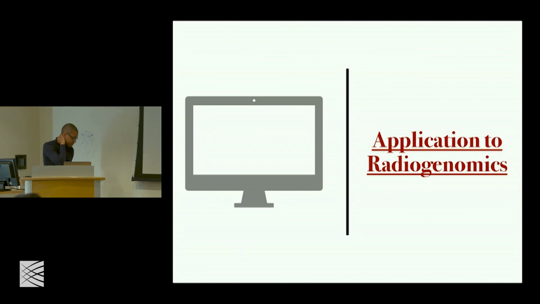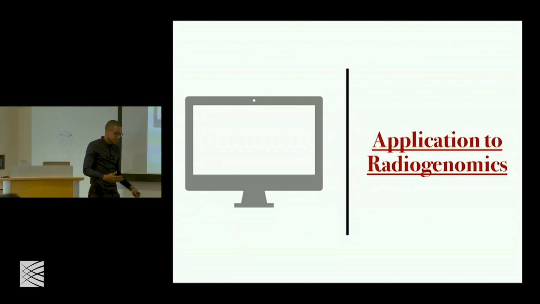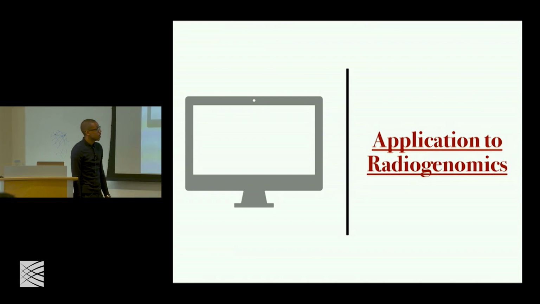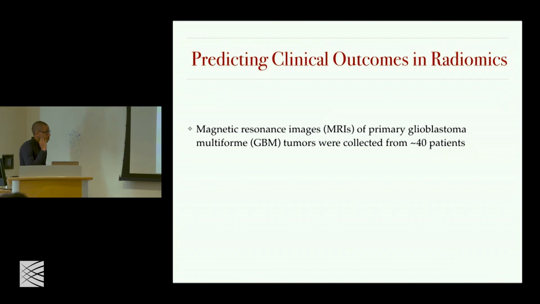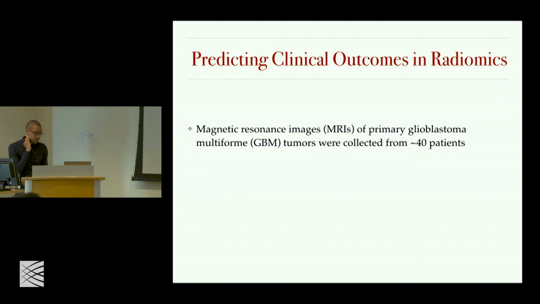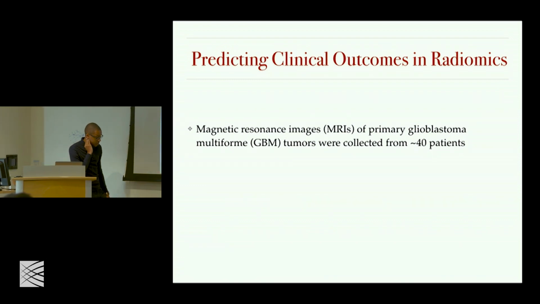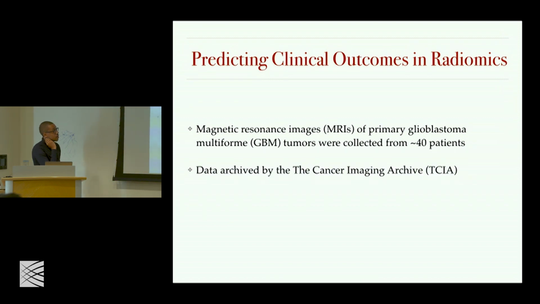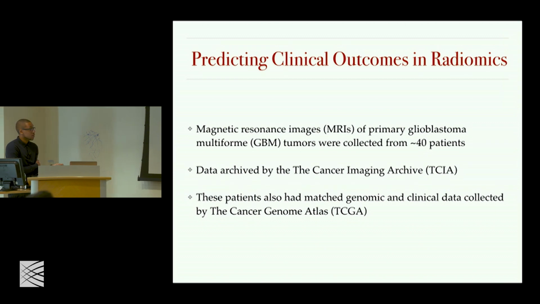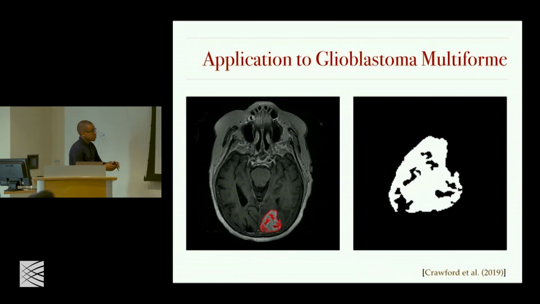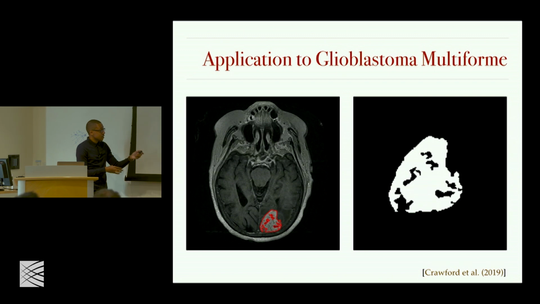So my application of radiogenomics is actually going to springboard the real part of this talk. Here I have MRI scans of primary glioblastoma tumors from 4 different patients from TCIA, the Cancer Imaging Archive. The reason we use this subset of patients is that they also have matched genomic and clinical data in the TCGA. So we get a lot of DICOM images that look like this.